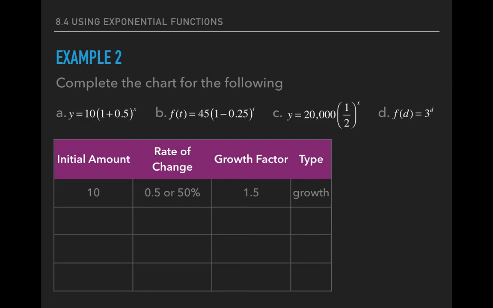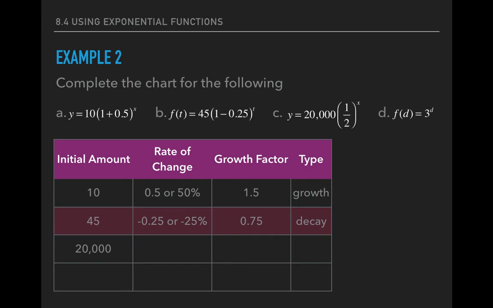Now, looking at problem B, our initial amount is 45. The rate of change, notice that now it is negative, so it is a negative 0.25, which would be negative 25%. The growth factor would be the sum of what is inside parentheses, and that is 0.75, and that gives us a decay. It is decaying by 25% as time increases.